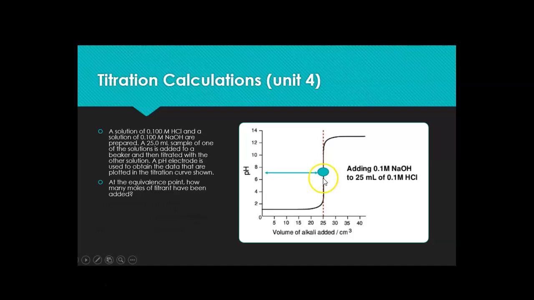Now, how many moles of titrant have been added at the equivalence point? Remember, you have equal millimoles of acid and base. Well, millimoles of sodium hydroxide would be milliliters, 25, times millimoles per milliliter, 0.1, or 2.50 millimoles. And remember, the AP folks are very fine with you answering in millimoles and doing millimoles and milliliters for molarity.